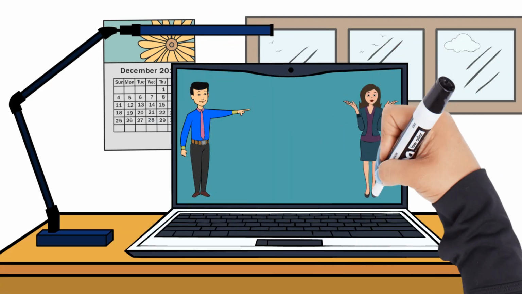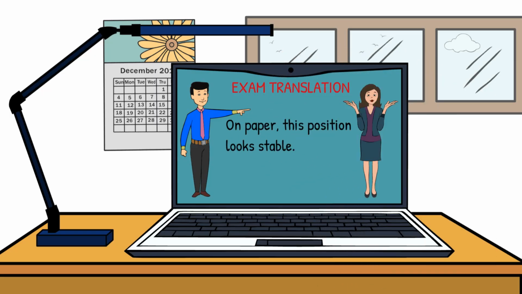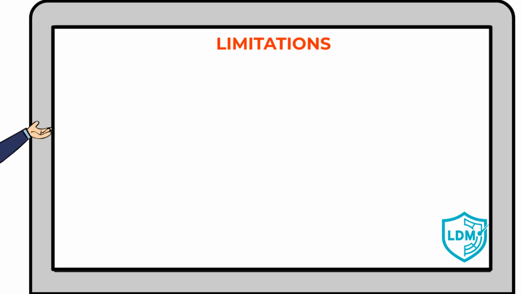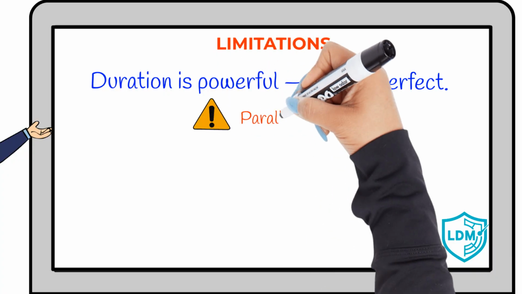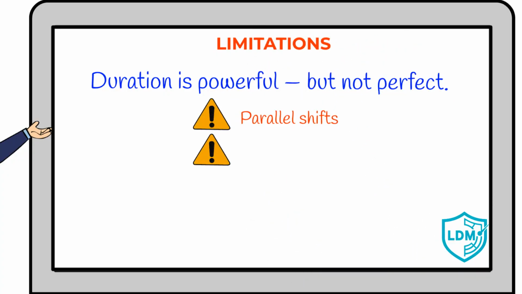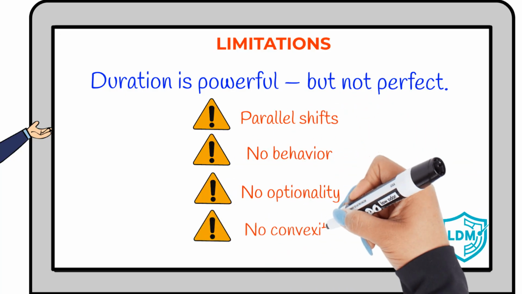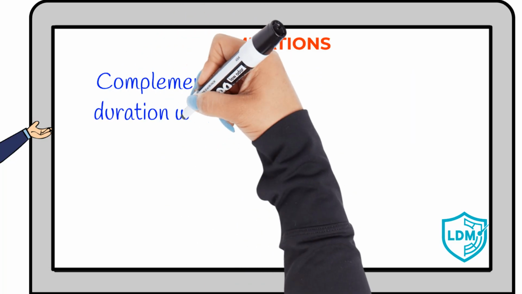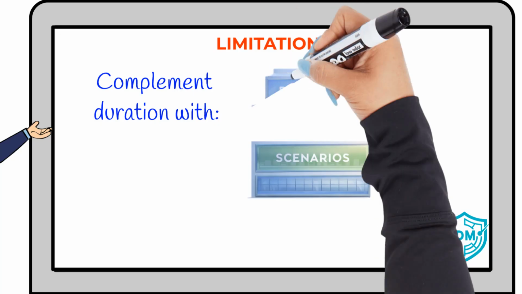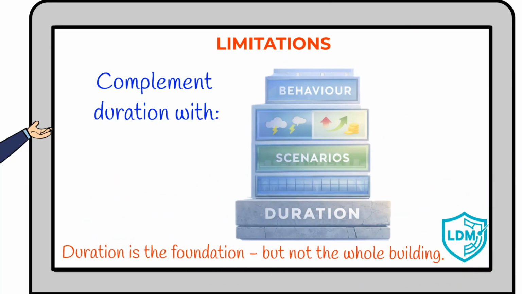Here's the exam translation. On paper, this position looks stable. In reality, timing breaks it. Duration is powerful, but not perfect. It assumes parallel shifts in the yield curve, no changes in customer behavior, no optionality, no convexity effects. That's why banks complement duration with scenario analysis and behavioral modeling. Duration is the foundation, but not the whole building.